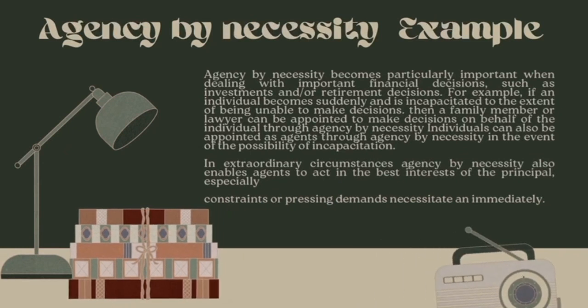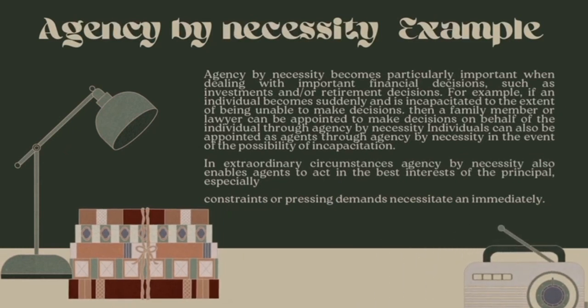Agency by necessity example. Agency by necessity becomes particularly important when dealing with important financial decisions such as investment or retirement decisions. For example, if an individual suddenly becomes incapacitated to the extent of being unable to make decisions, then a family member or lawyer can be appointed to make decisions on behalf of the individual through agency by necessity. Individuals can also be appointed as agents in the event of the possibility of incapacitation. In extraordinary circumstances, agency by necessity also enables agents to act in the best interest of the principal, especially when constraints or pressing demands necessitate action immediately.